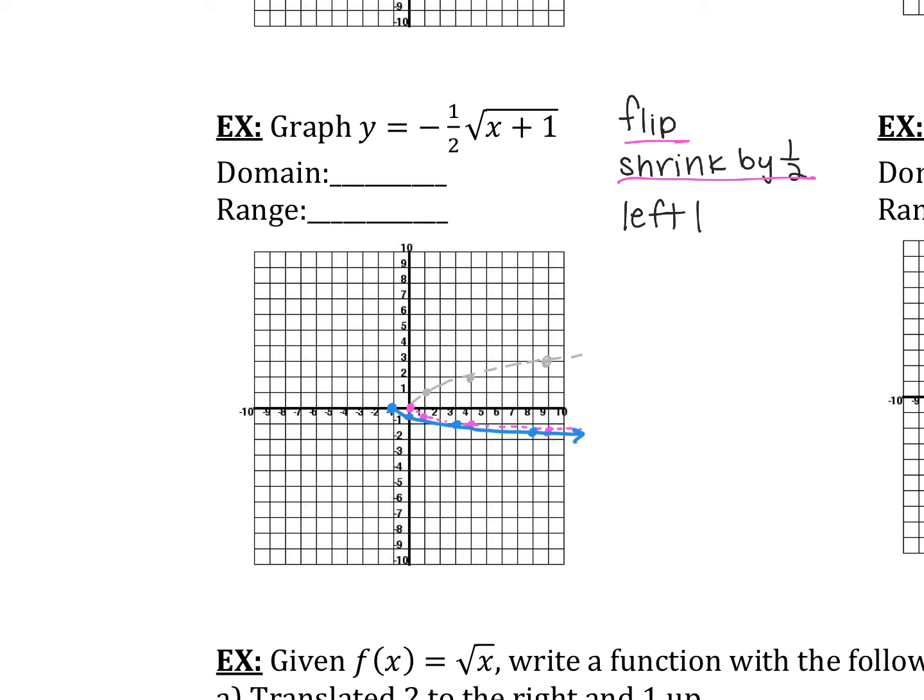Okay, what's my domain? X is greater than or equal to negative 1, and my range is... careful. Oh, wait, no. Y is less than or equal to 0. This is different because we're going from the bottom up. The lowest y value we could get eventually would be negative infinity. You may see this written in interval notation as well: negative 1 to positive infinity, and negative infinity to 0.